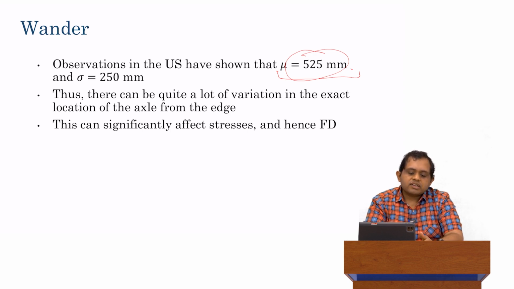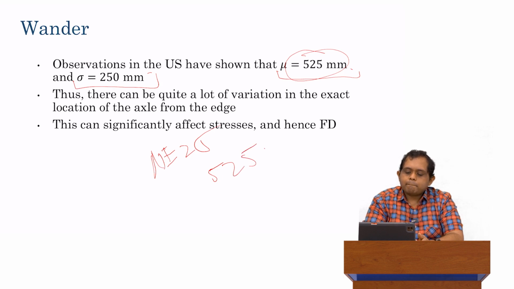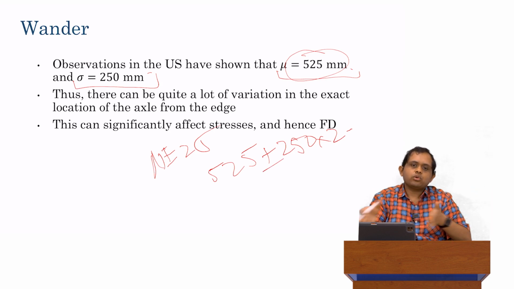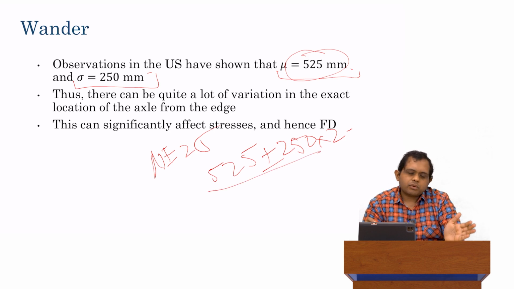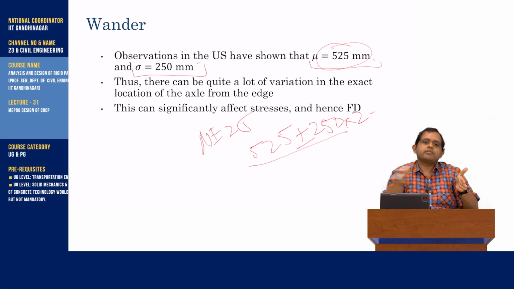It has also been observed that the standard deviation is 250 millimeters. Generally, if we use the concept of 2 sigma, that mu plus or minus 2 sigma basically accounts for almost everything. So 525 plus or minus 250 times 2, that's generally the range. Somewhere in that location, we expect to find our load. That's quite a large range, basically from about 25 millimeters to 1 meter, so quite a lot of distance that the vehicle can be in.